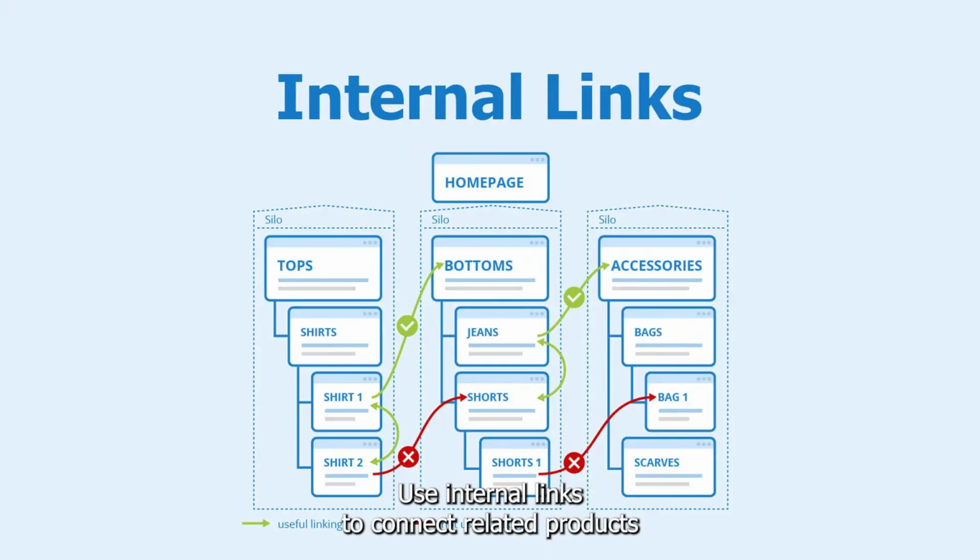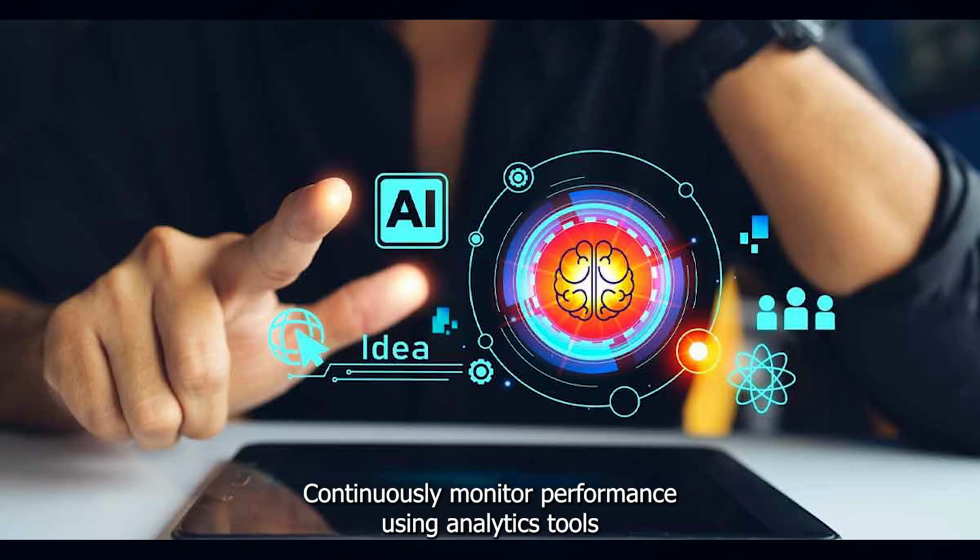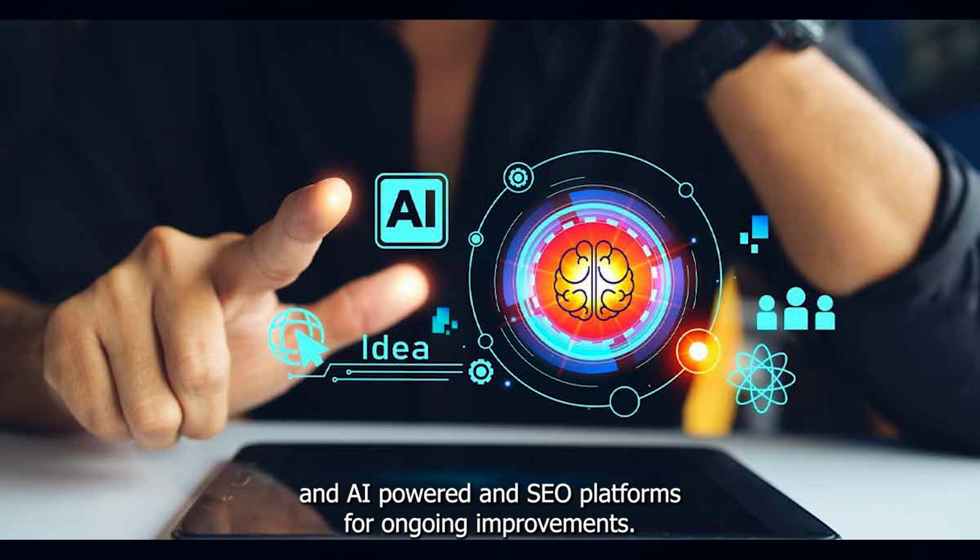Use internal links to connect related products and improve site navigation. Focus on long-tail, conversational, and voice search-friendly keywords. Continuously monitor performance using analytics tools and AI-powered SEO platforms for ongoing improvements.